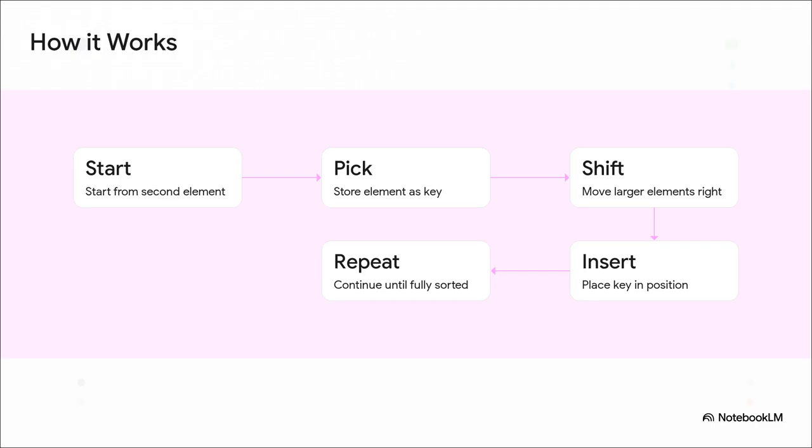Step 3. We look at the sorted cards to our left. If they're larger than our key, we shift them one position to the right just to make room. Step 4. We insert our key into that newly opened correct position. And finally, Step 5. We literally just repeat this process. We do it for the third card, the fourth card, and so on until the whole thing is fully sorted.